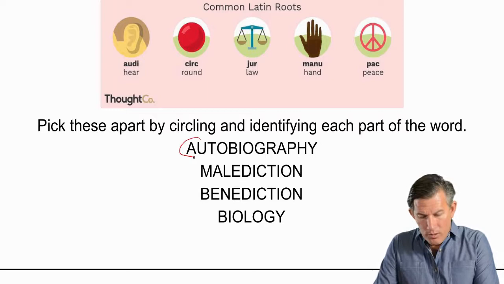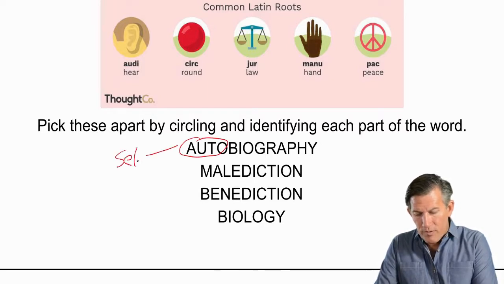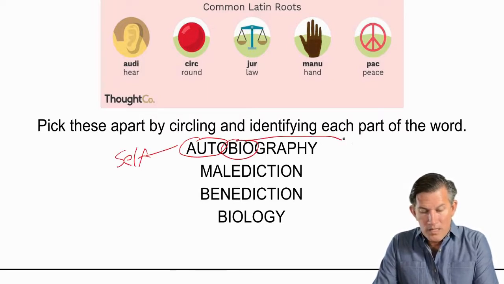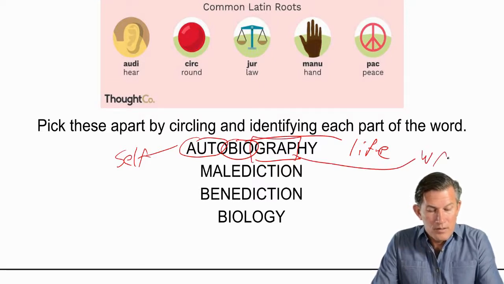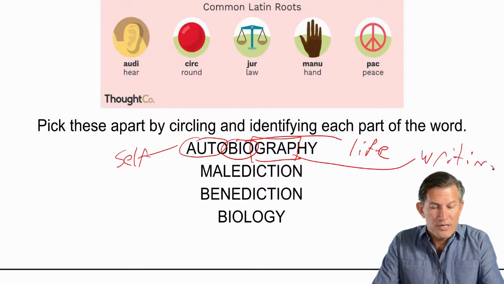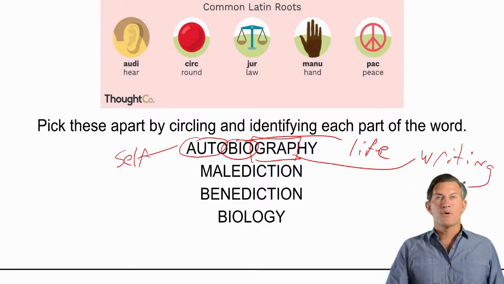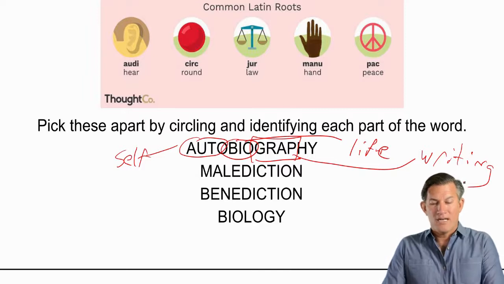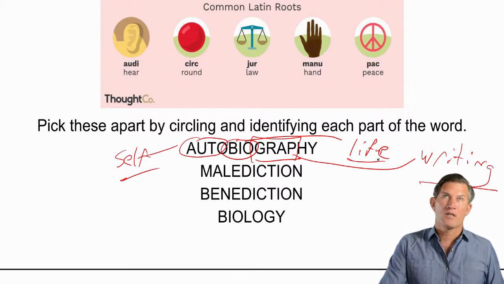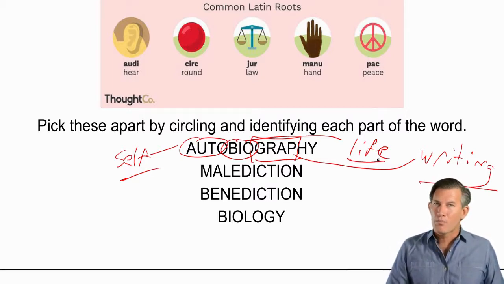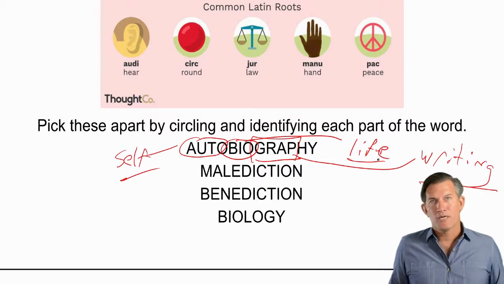Ready? Auto means self. Bio means life. And graph means writing. Now, you probably already knew what an autobiography was, right? Because it's writing about one's own life, or writing about your life by yourself. So we already knew what that meant, so we wouldn't have to break this apart in this strategy, because you already know what it was.